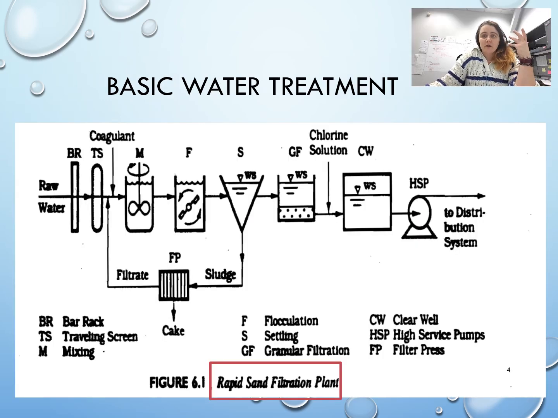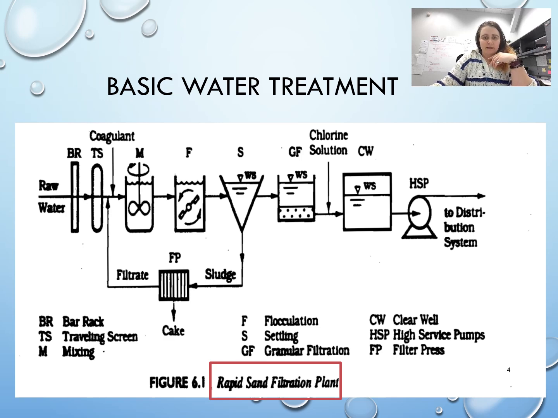So let's take a look at what a flow diagram looks like. Every water treatment plant should have one of these. In some shape or form, they all look very different. Many times they look a lot more complicated than this. But this is an example of what we call a rapid sand filtration plant. This is very typical to be used with surface waters. So this is what we would call conventional drinking water treatment. We start on the left side of this diagram and we move to the right. If any of these abbreviations are confusing, there's a little key down below. You can pause the video and take a look at that.